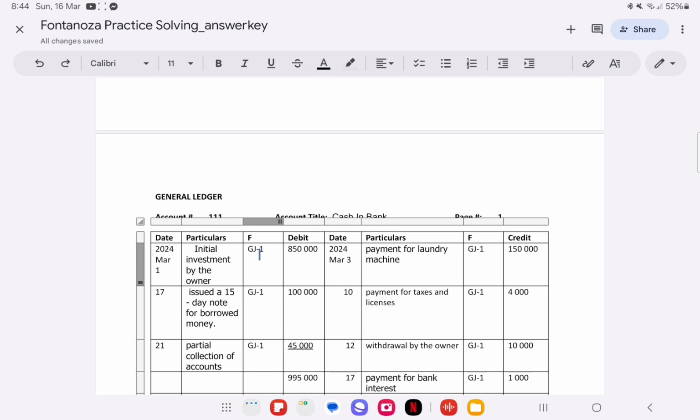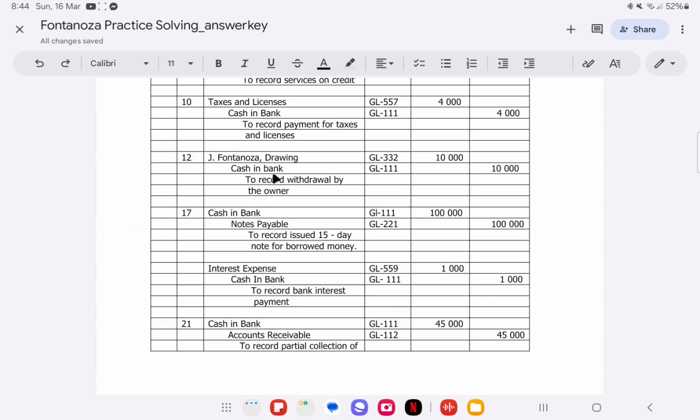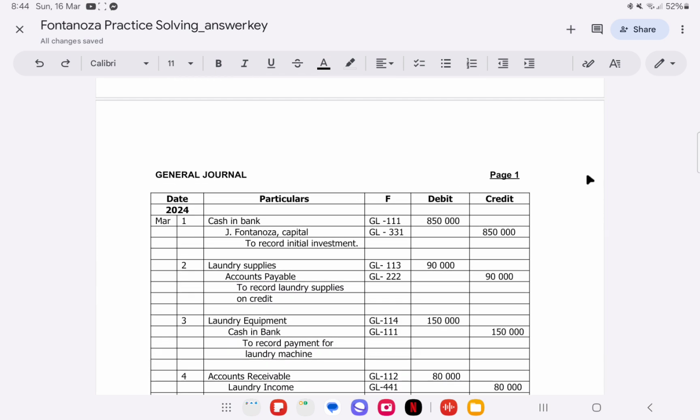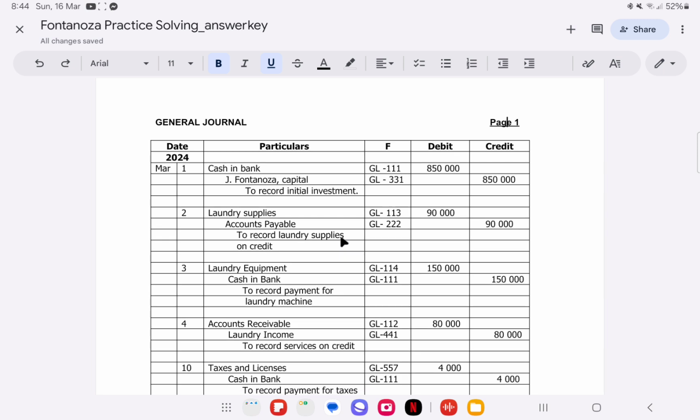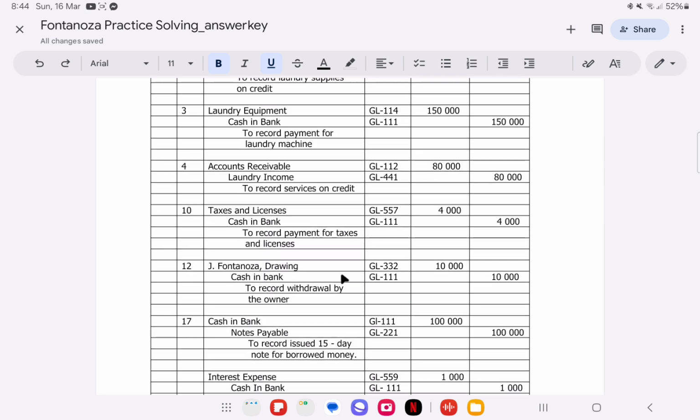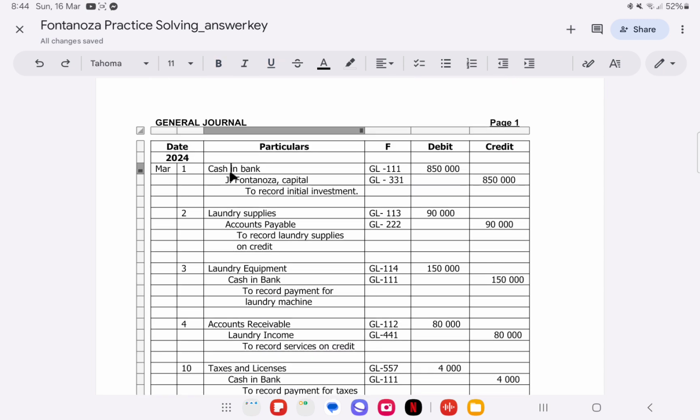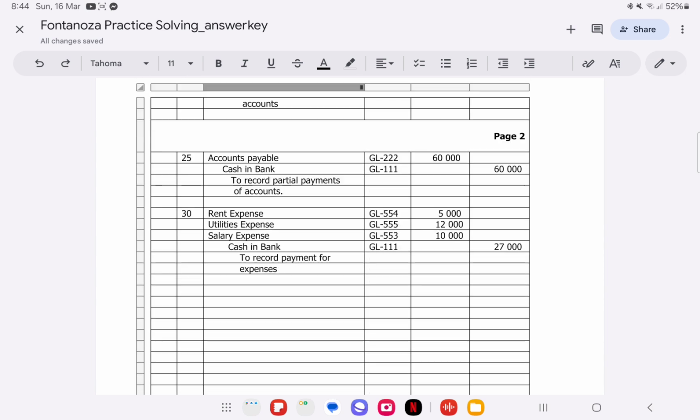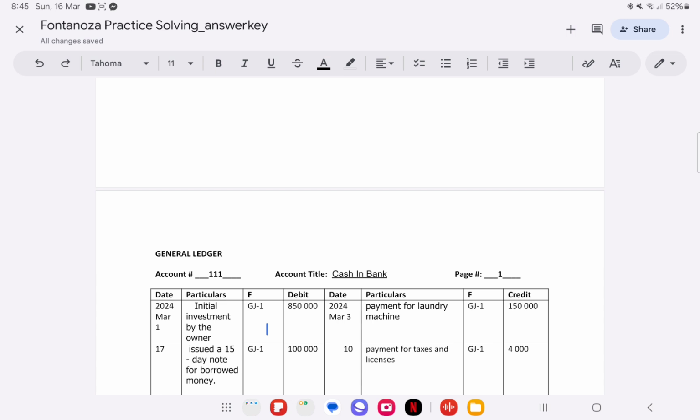So that's General Journal page 1 in the journal entries. No, so this is page 1 under page 1. Therefore you indicate the page 1 here, GJ, General Journal 1. So ma'am, why is it we need to put GJ1?